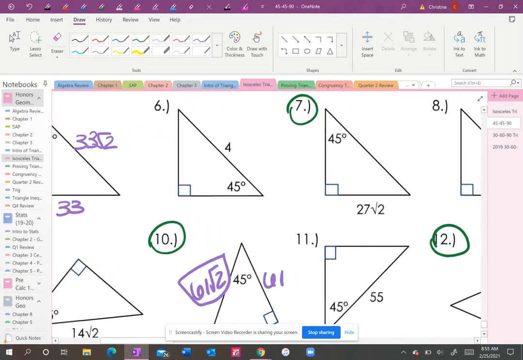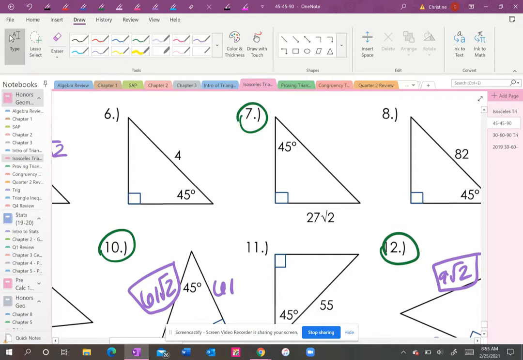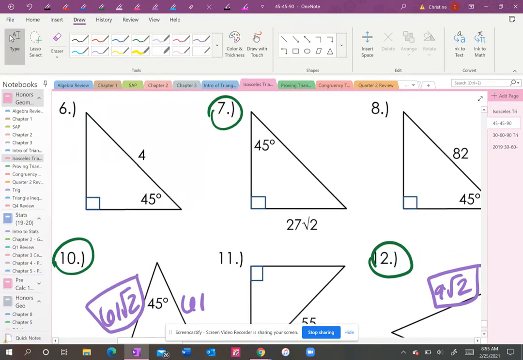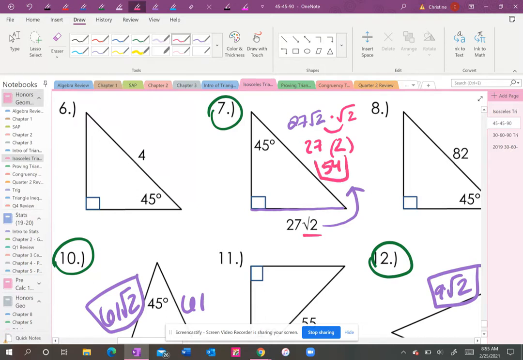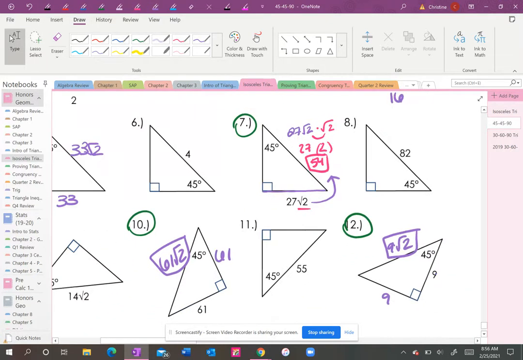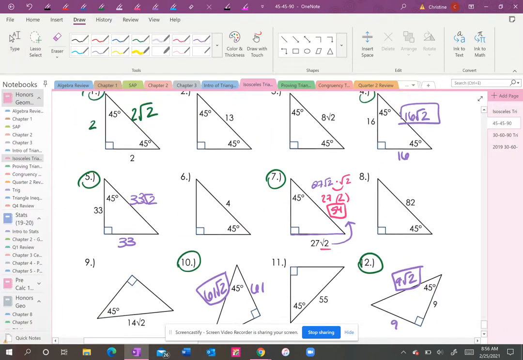Now the only time it's going to get a little bit difficult is if you don't have a whole number. So here's one, you have a leg. So in order to get the hypotenuse, you're going to take the leg times root 2. That's the rule, multiply by root 2. I know that there's a root 2 here already. We're not going to just say that's the answer. Whatever the number is, you multiply it by root 2. So root 2 times root 2 is 2. 27 was there. Now 27 times 2 is 54. I think that's all of them that just have legs.